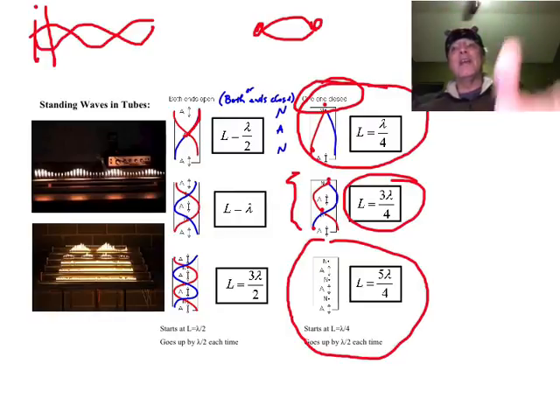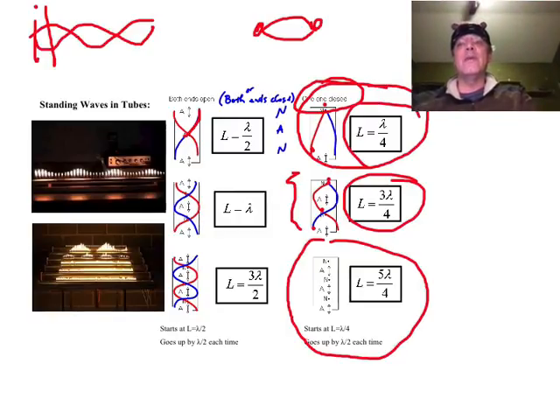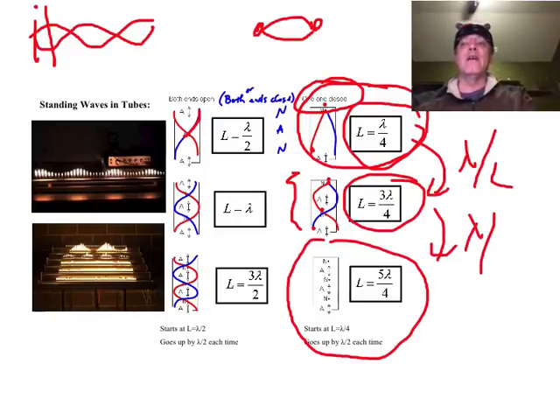And if it's one end open, one end closed, I need to have a node on one side, antinode on the other side. So I start with a wavelength over 4, and every time I go up one, I add wavelength over 2, because I'm adding another node in there.